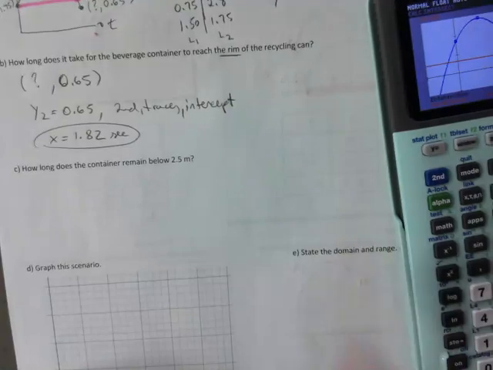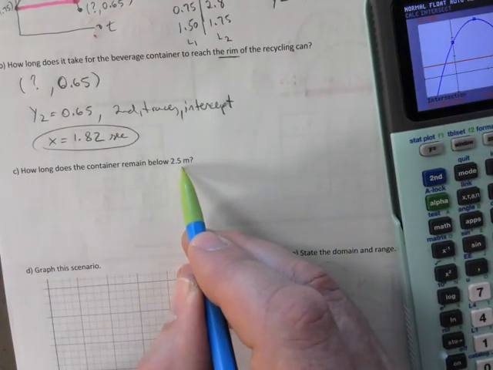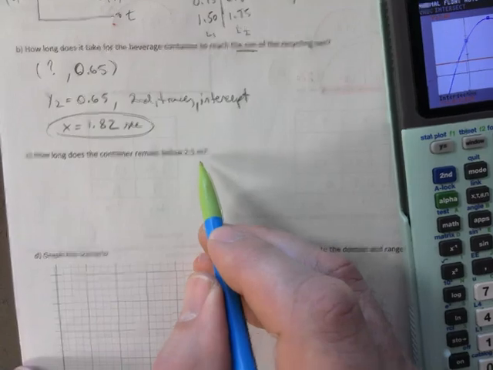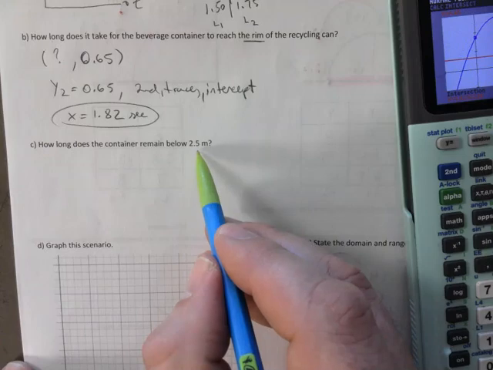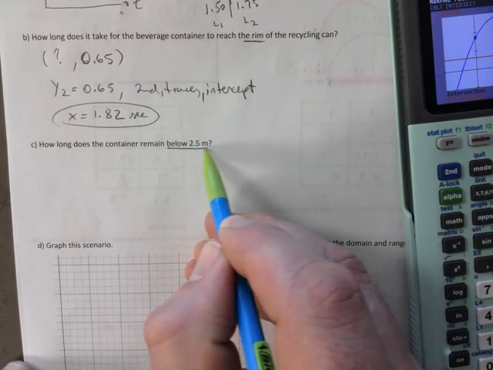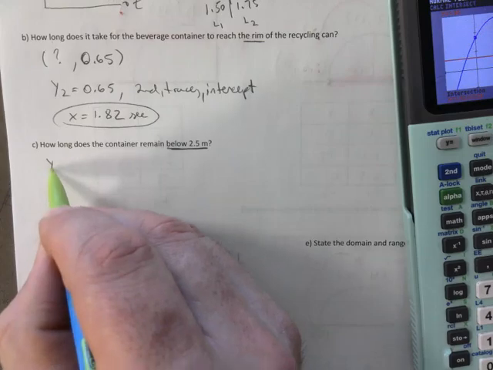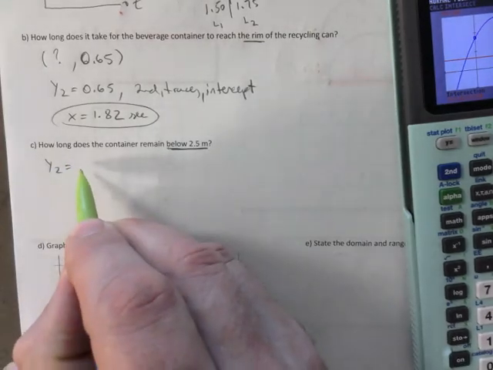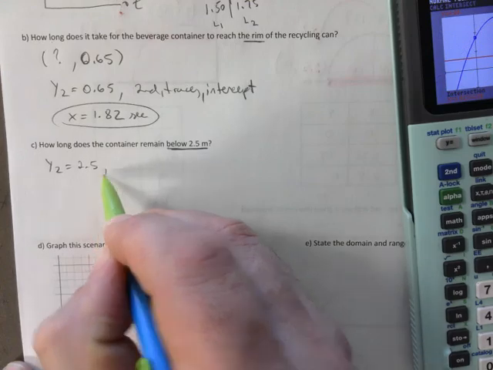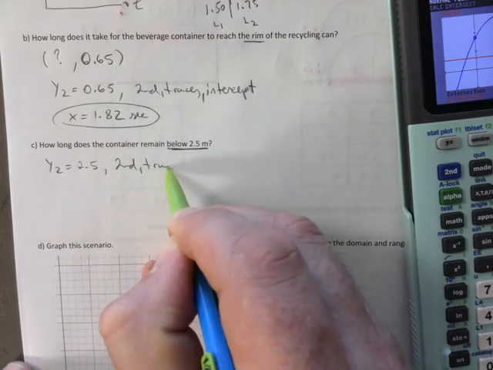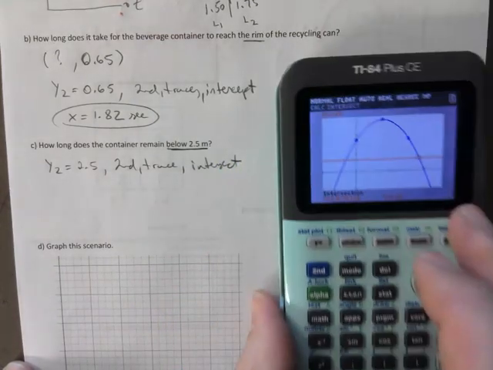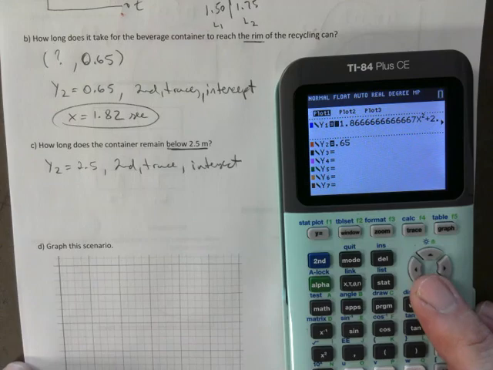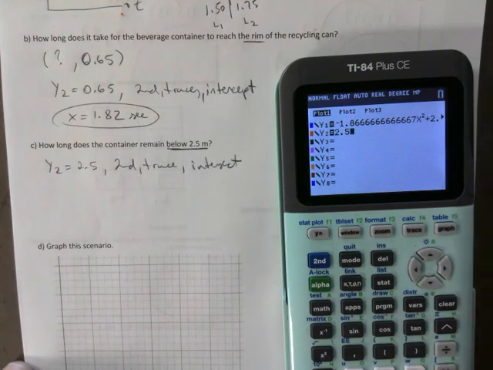How long does a container remain below 2.5 meters? Sorry, I'm a little off there. How long does it stay below 2.5? I would hope that you at least know. Let's enter that into y2. And we'll go 2.5 there. Second trace, intersect. Let's go ahead and do that. 2.5.